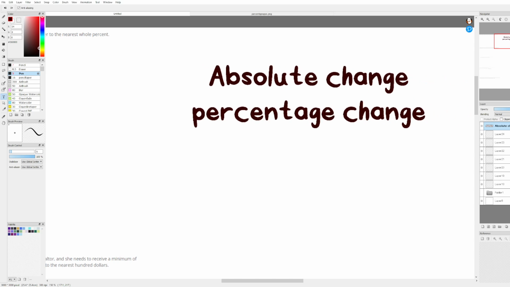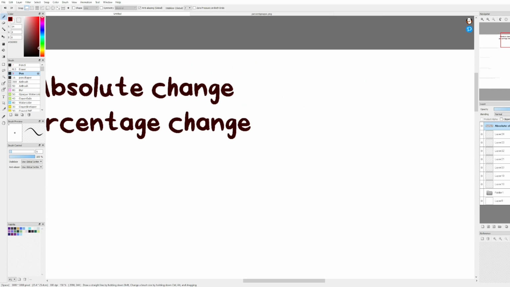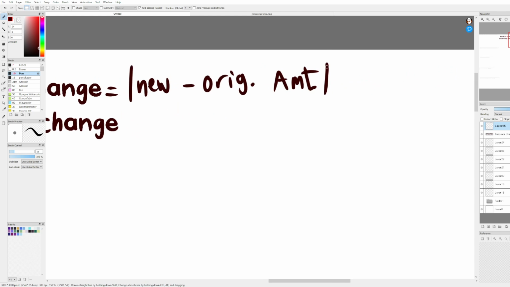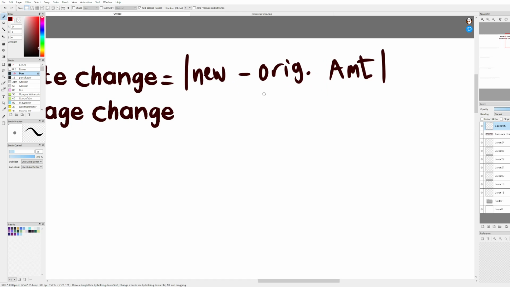When we're talking about absolute change, basically it's going to mean the new amount minus the original amount, and this is going to be the absolute value of that. If you don't remember, absolute value is basically the distance away from zero, so it's going to be positive each time, even if it's a negative on the inside.